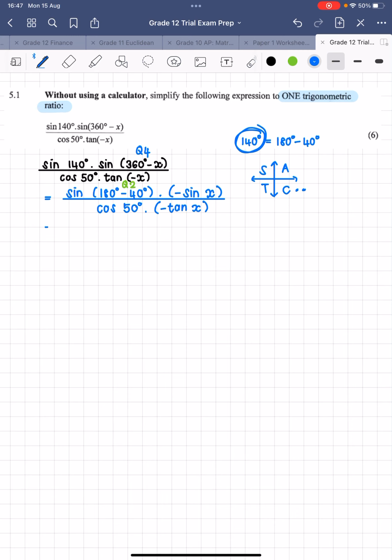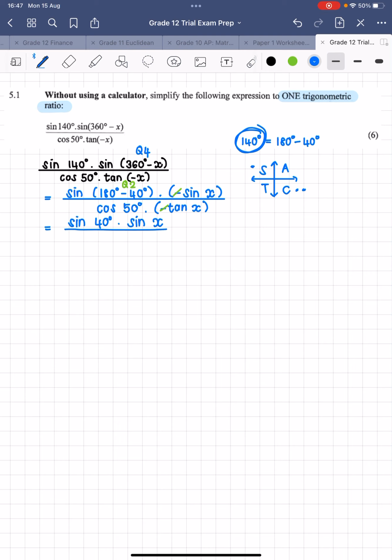Okay, next step, sine 180 minus 40. I'm just going to change that to sine of 40 like we said. 140 degrees, 180 minus 40, is in the second quadrant and sine is positive there, so that just changes to sine of 40. And now since I have a negative at the top and at the bottom, and this is all one term, I can actually cancel those minuses out. I have my sine x that's left when I cancel that minus out.